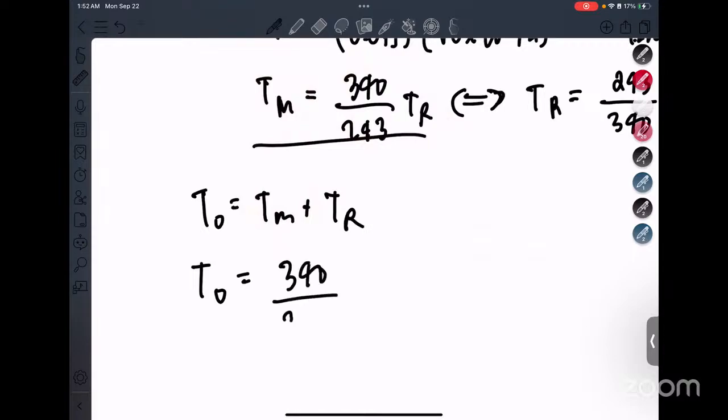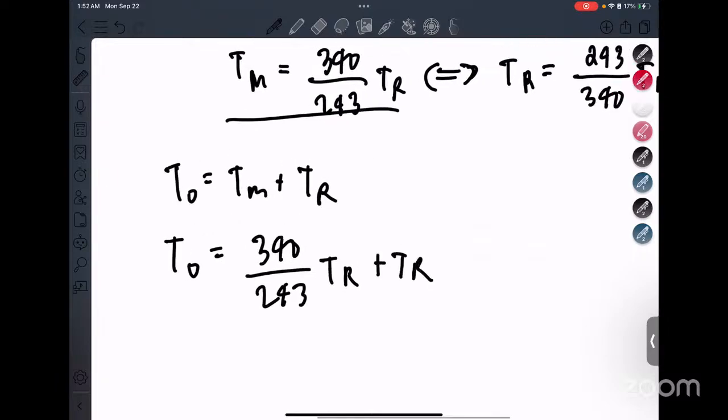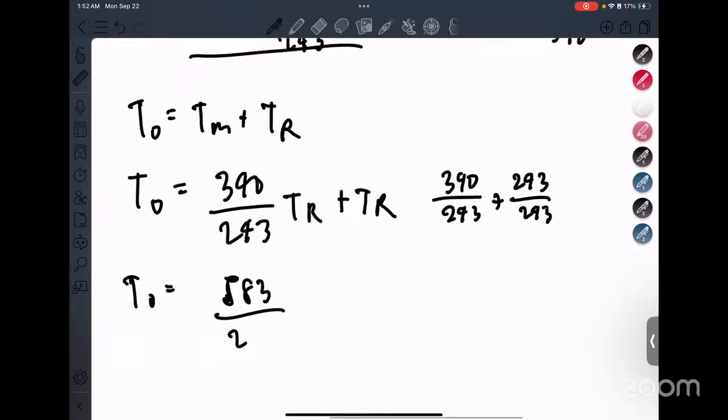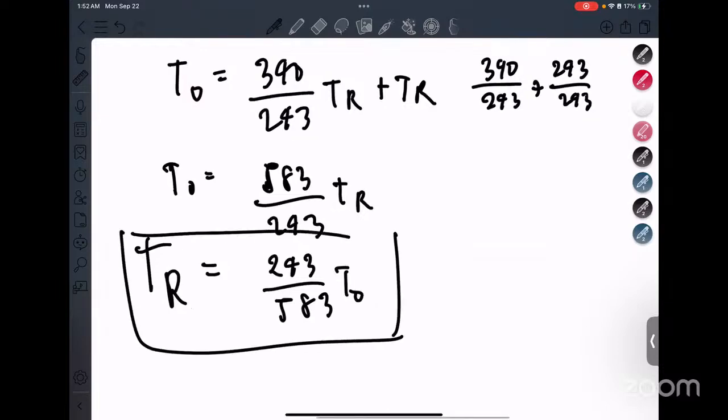340 over 243 Tr plus Tr. So, meaning T naught is equal to 583. Saan galing yung 583? 340 over 243 plus 243 over 243. 583 over 243 Tr, getting the reciprocal. Tr is equal to 243 over 583 T naught. So that's the first part.